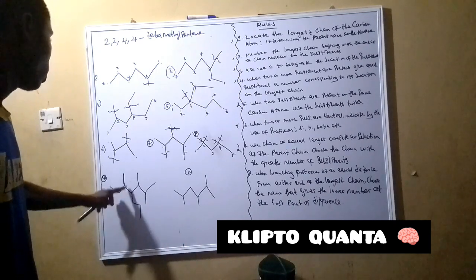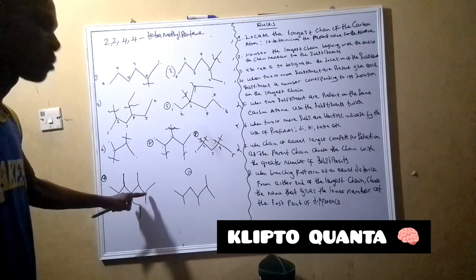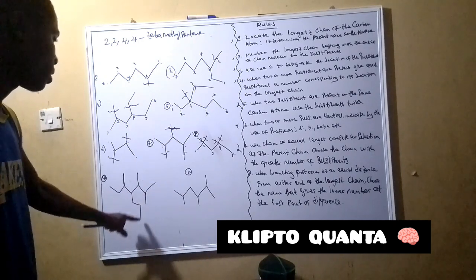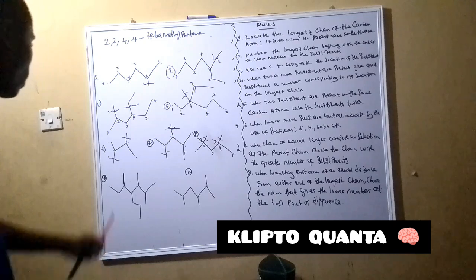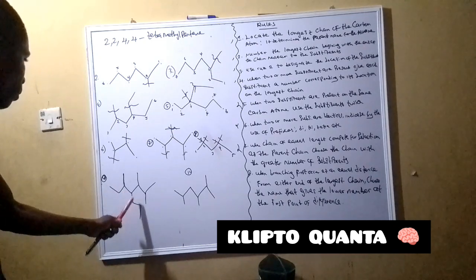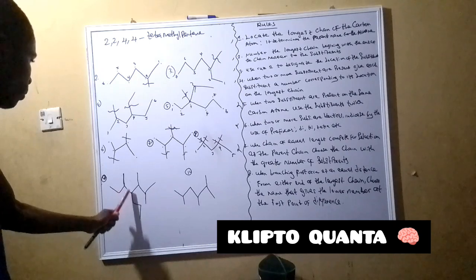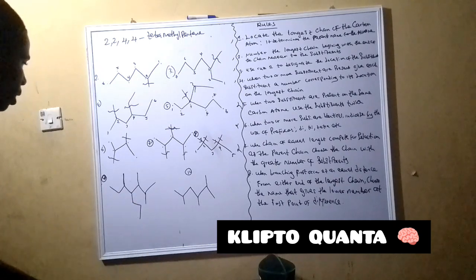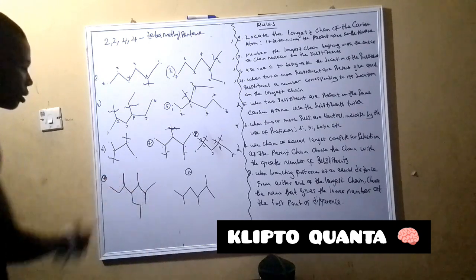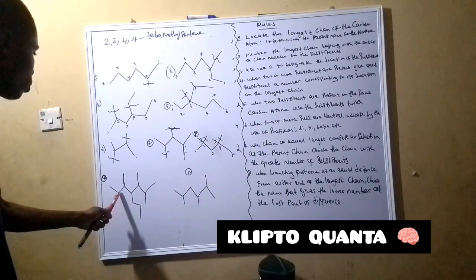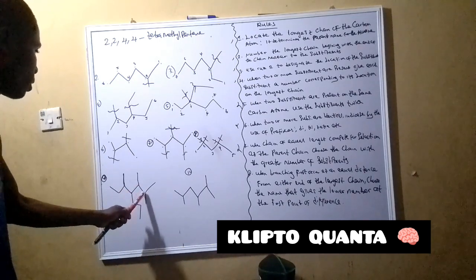1, 2, 3, 4, 5, 6, 7, right? Look at what they are talking about. 1, 2, 3, 4, 5, 6, 7. I have this. Then counting from here, 1, 2, 3, 4, 5, 6, 7.